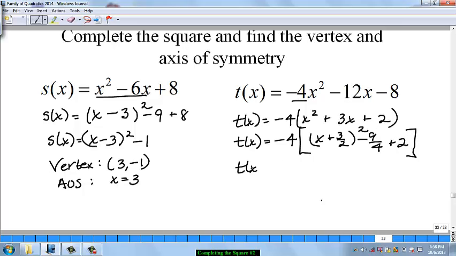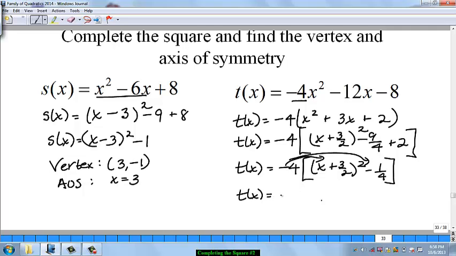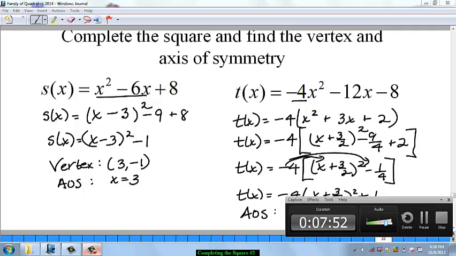So we have t of x equals negative 4, bracket x plus 3 halves squared. Then if we combine these two, I have minus 1/4. So t of x is going to equal, now we do the distributive property. So this makes it turn out nice. We have negative 4, x plus 3 halves squared, plus 1. Axis of symmetry is x equals negative 3 halves. Alright, there's 4 more problems we practiced so that you can learn how to complete the square.